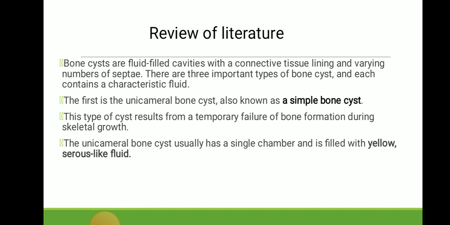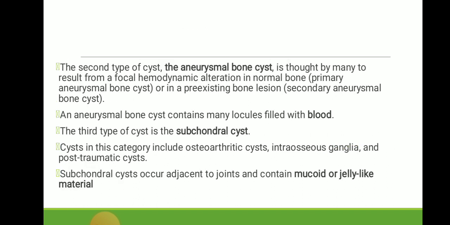Coming to review of literature, bone cysts are fluid filled cavities with a connective tissue lining and varying number of septi. There are three important types of bone cyst and each contains a characteristic fluid. The first is the unicameral bone cyst, also known as a simple bone cyst. This type of cyst results from a temporary failure of bone formation during skeletal growth. The unicameral bone cyst usually has a single chamber and is filled with yellow serous like fluid.